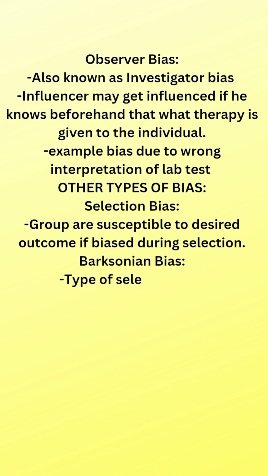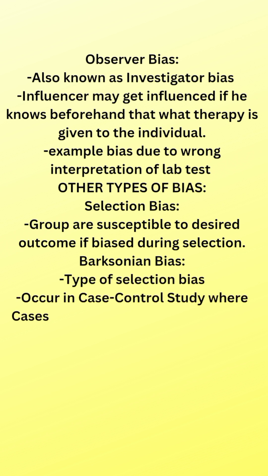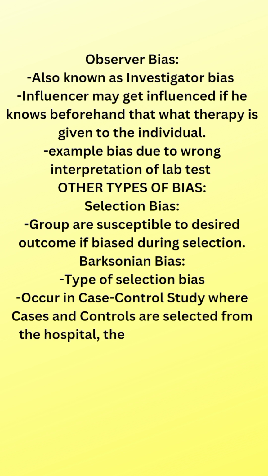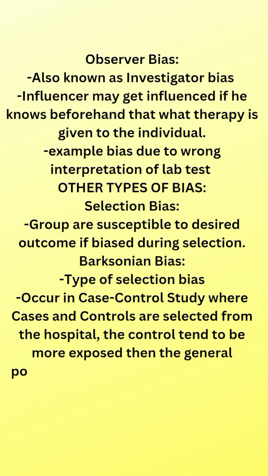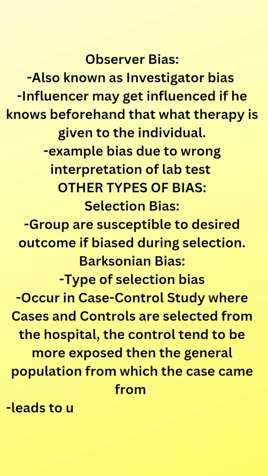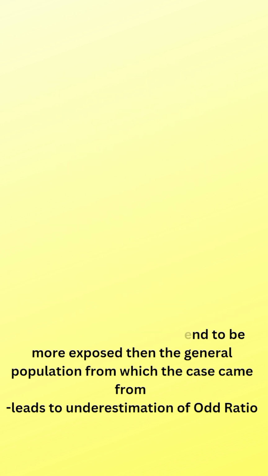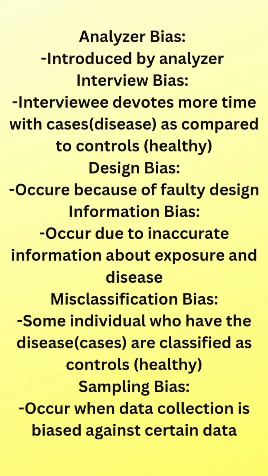Other types of bias. Selection bias. Groups are susceptible to the desired outcome if biased during selection. Berksonian bias. It is another type of selection bias which is seen in case control study. In this type of bias, cases and controls are selected from the hospital. The controls tend to be more exposed than the general population from which the cases came from, which leads to underestimation of odds ratio.